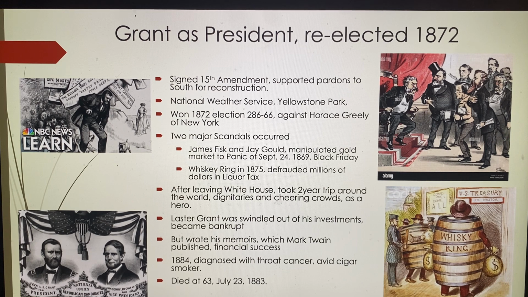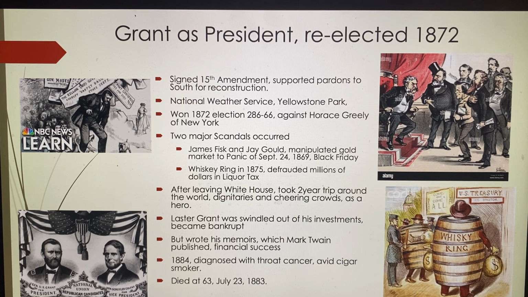Then Grant, as president, would be reelected in 1872. Four years passed. He probably could have been reelected to a third term, but he decided not to do that. But he was reelected because everyone still looked at him as a national hero.